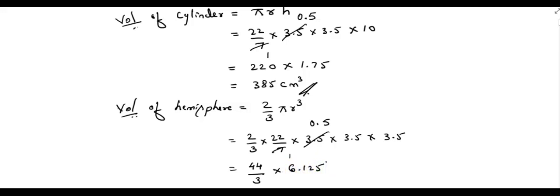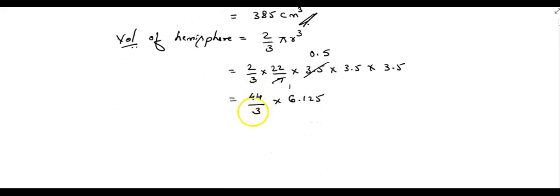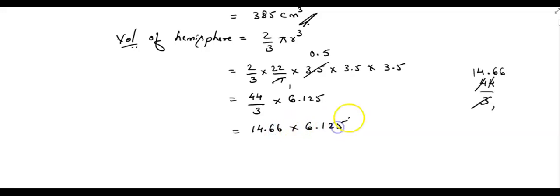You will be getting the answer 6.125. Then you can calculate this 44 by 3 separately. What is the answer? 44 divided by 3. 3 ones are 3, remainder 1, 3 fours are 12, remainder 2, means 0.20, 3 sixes are 18, again remainder 2, 20, 3 sixes are 18, it goes on. So 14.66 into 6.125, multiply. 14.66 into 6.125, how much?